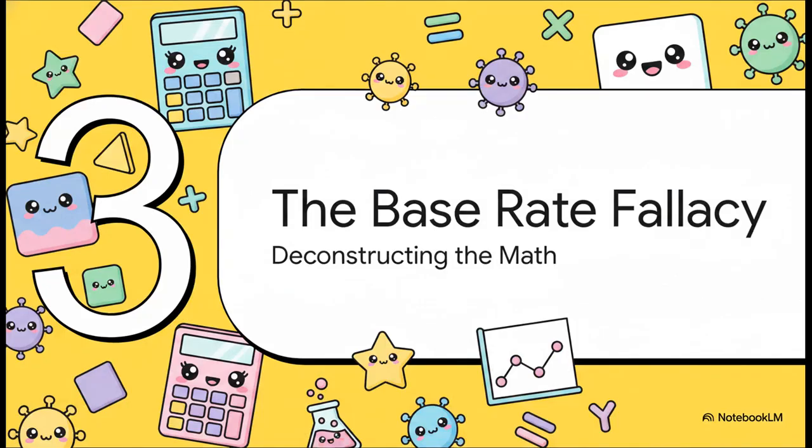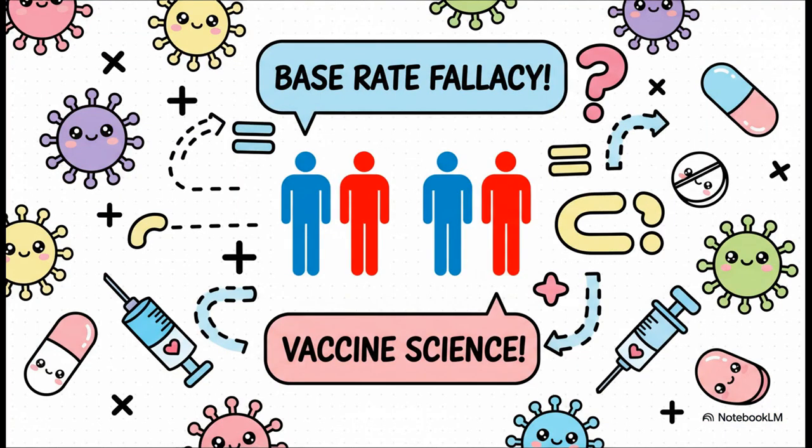Which brings us to Section 3, the base rate fallacy, deconstructing the math. You might have heard a statement on the news like this: the majority of people who got the disease were actually vaccinated. Now that sounds super alarming, right? Like the vaccine isn't working at all. But let's set up a hypothetical outbreak scenario using these figures to visually anchor the math. We're going to see why that statement is actually a classic statistical illusion called the base rate fallacy.